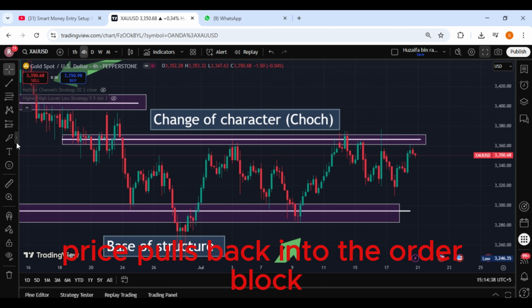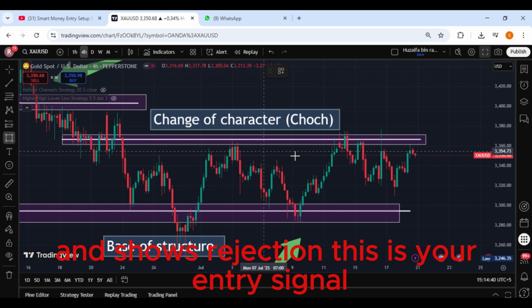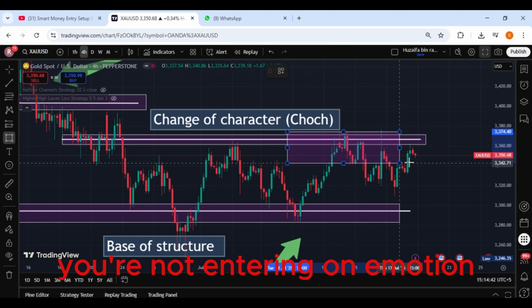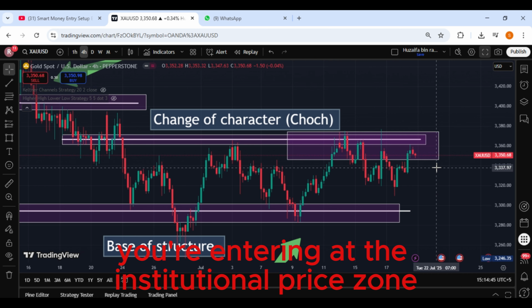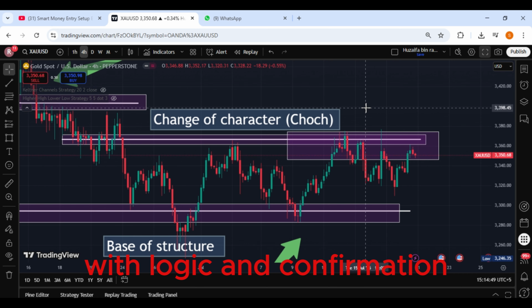Price pulls back into the order block and shows rejection. This is your entry signal. You're not entering on emotion. You're entering at the institutional price zone with logic and confirmation.